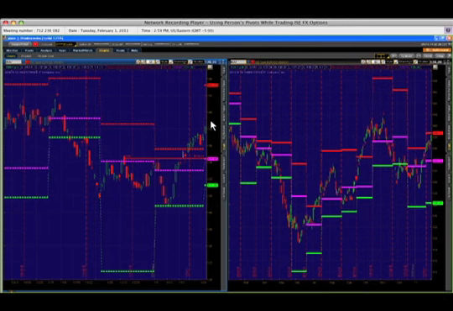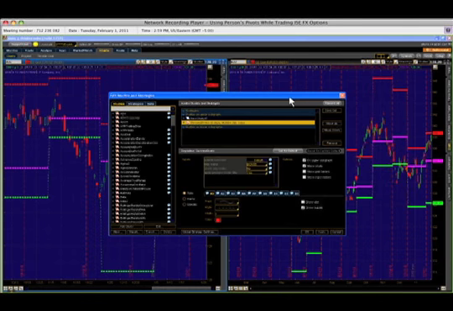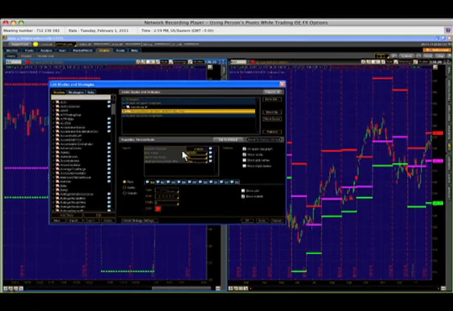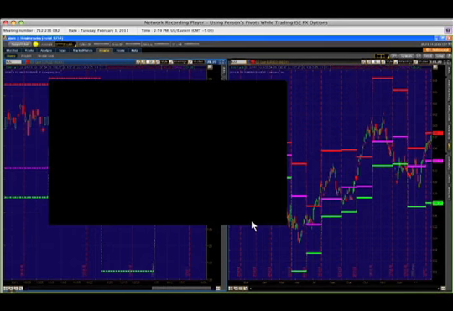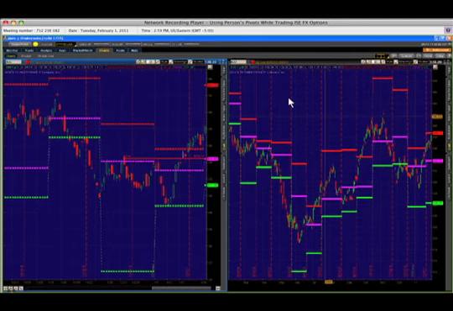Now, these are monthly pivots, and I'm going to go over to study. I'm going to edit study, and I'm going to show you something here, just so you know I'm not cheating. See where it says pivots? These are calculated on a calendar month. All right? See that right there? Calendar month.